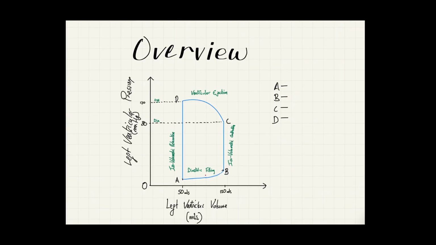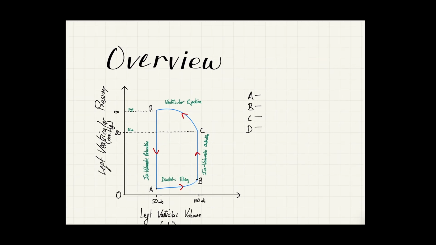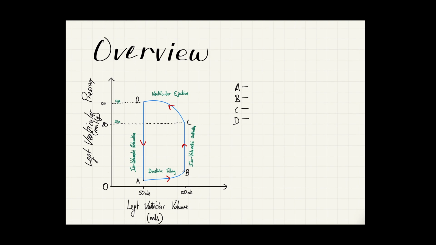The cycle goes from there to there to there and back that way. So at point A, filling of the ventricle must occur, therefore a valve has to open between the left atrium and the left ventricle. So our dear friend A over here is the mitral valve opening. From that, B must be the mitral valve closing.